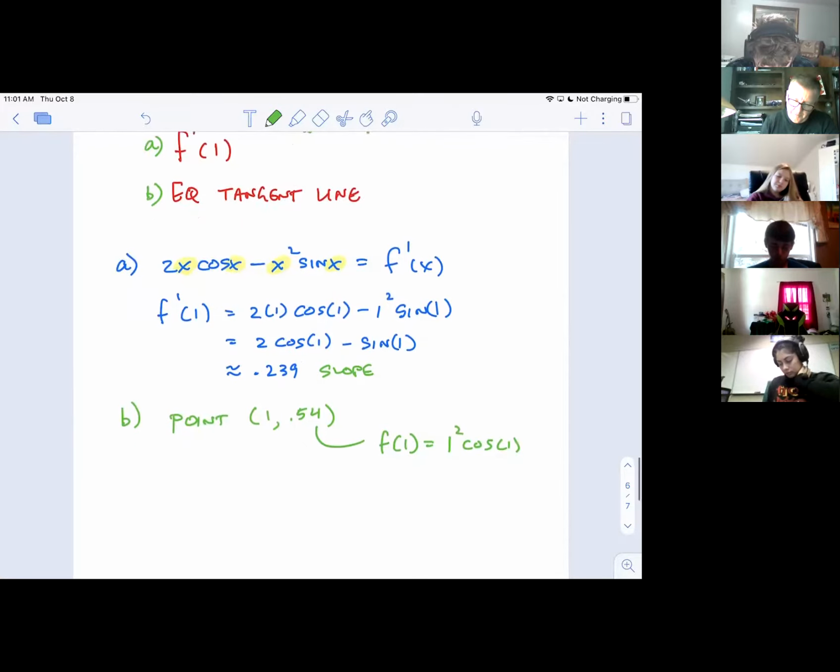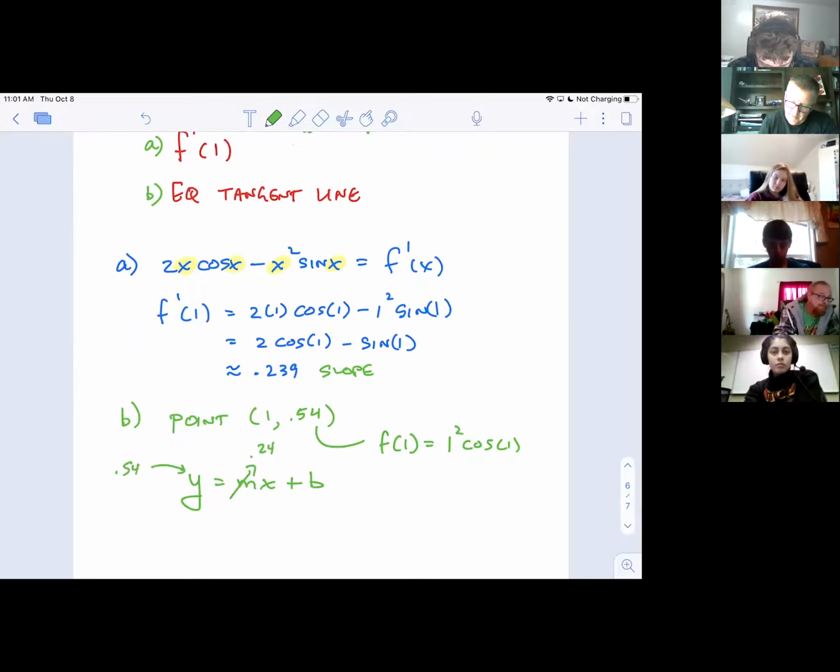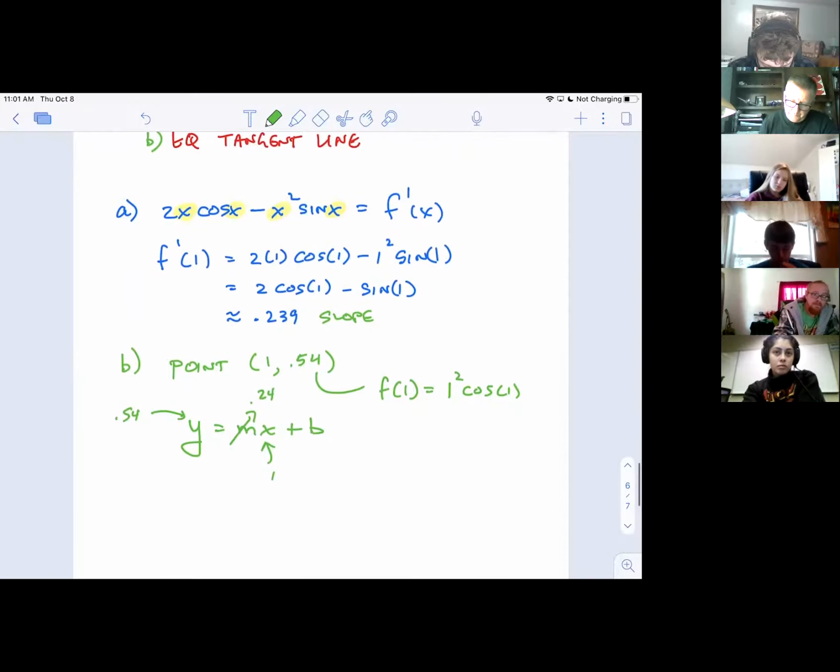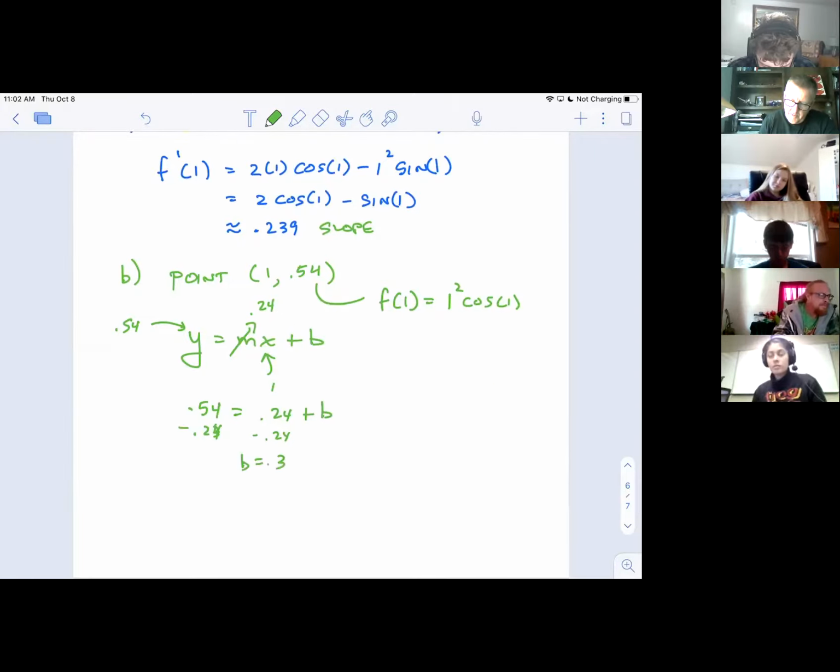So now I have a point and a slope, and so now I'm free to set up my equation. Maybe you've all been taught this different ways, but I kind of prefer the logical way. I know y equals the slope times x plus b, and I know the slope is, I'm going to just round it to 0.24. And I now know that in order for this to work, the y value we just said was 0.54 and the x value was 1. So I'm just plugging in all the stuff that I know. So 0.54 equals 0.24 times 1 plus b. If I subtract 0.24 from both sides, I get 0.3. So I get that b is 0.3.